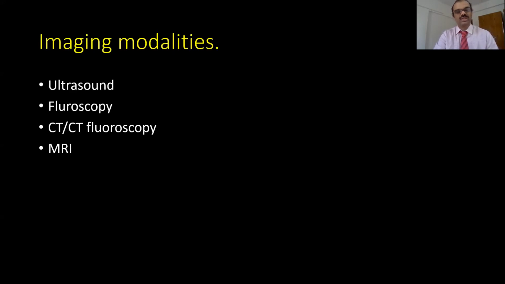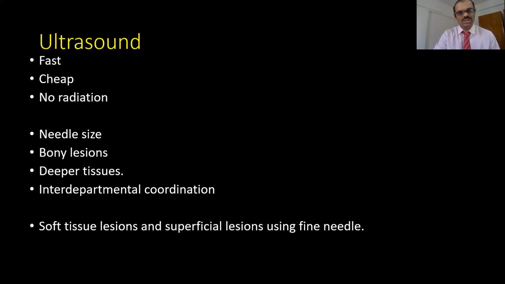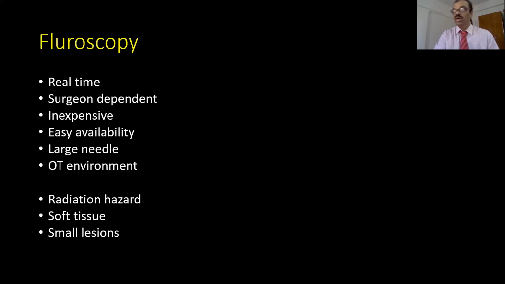These are some of the methods. Ultrasound is fast and cheap. There's no risk of radiation, but it is limited by the fact that we cannot use large bore needles. It is difficult to use in bony lesions. In deeper tissues, visualization is poor, and we need interdepartmental coordination. Usually, small soft tissue lesions in the superficial compartment can be biopsied using ultrasound.